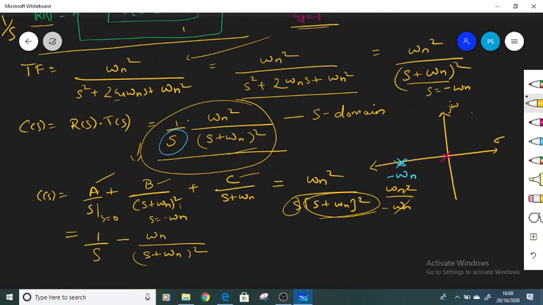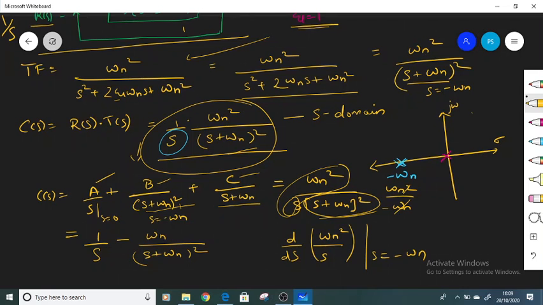And to find the value of C, the method is that you take the differentiation of the term which is apart from this square term. So you will just differentiate omega n square divided by s with respect to s. And after differentiating, keep the value of s equal to minus omega n.